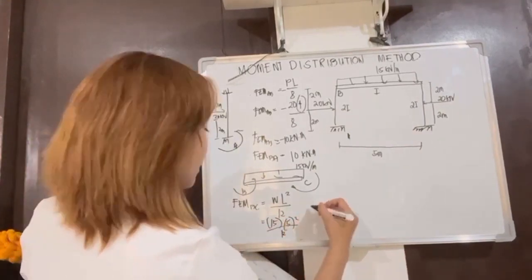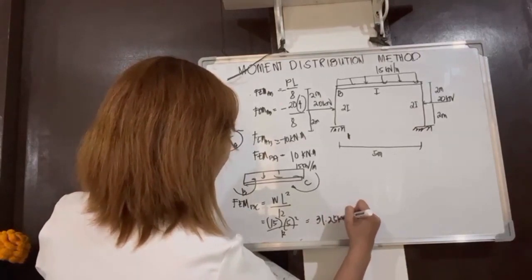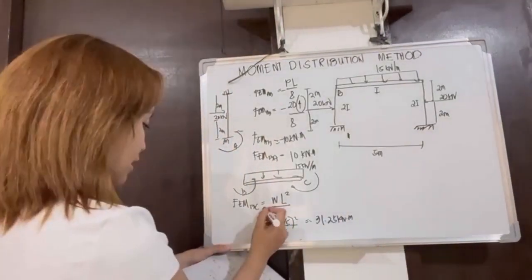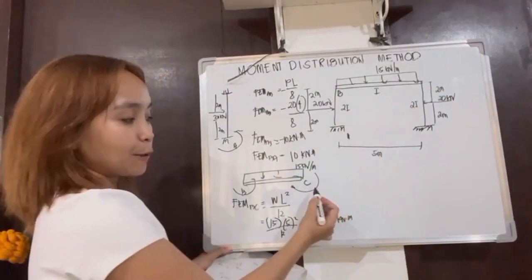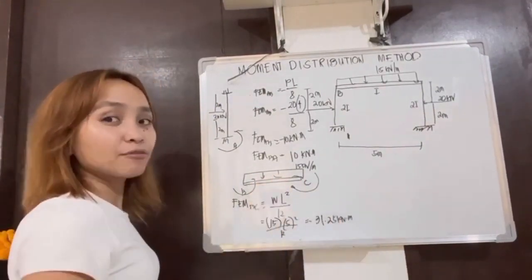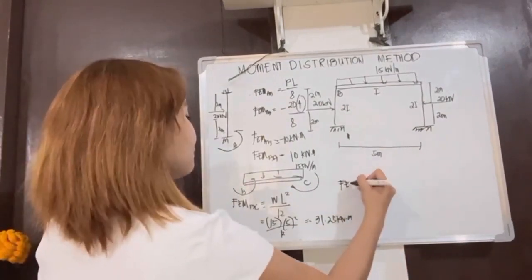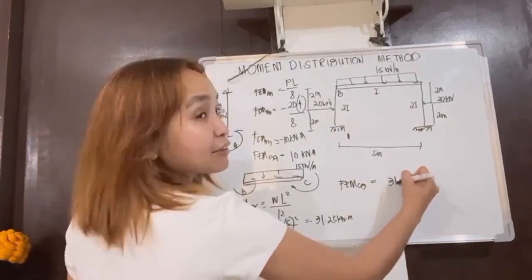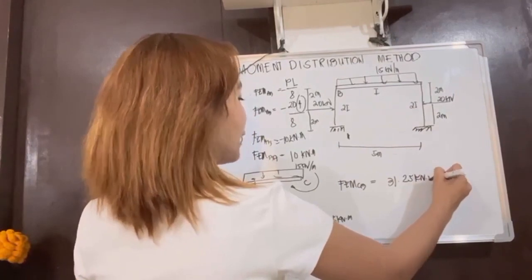So we came up with 31.25 kN·m. It's negative. Next, to get the fixed end moment at CB, we use the same formula, which is positive. So FEM CB is equal to positive 31.25 kN·m.